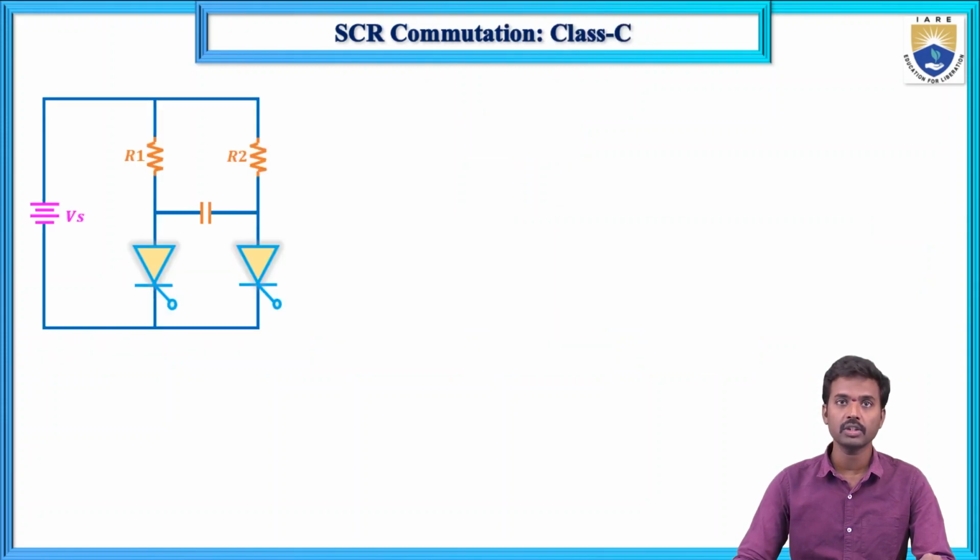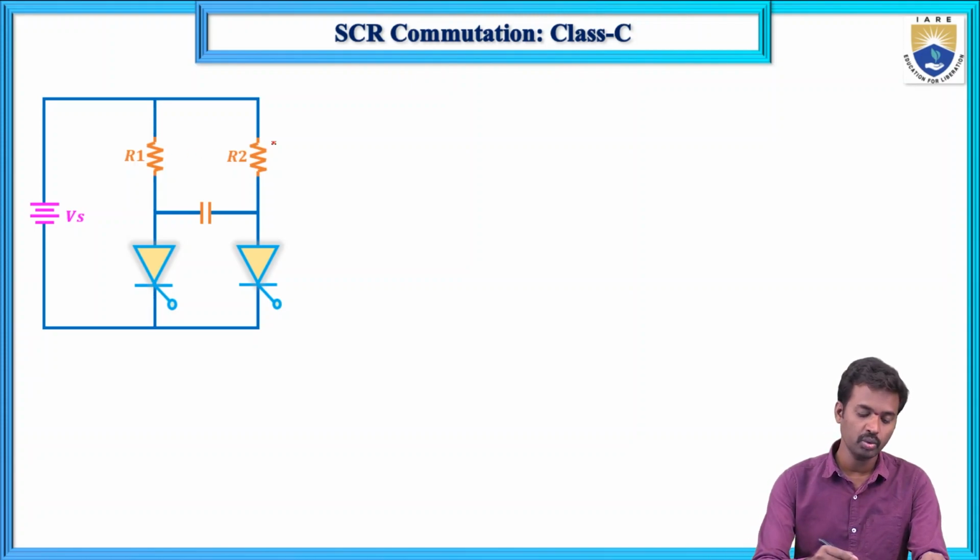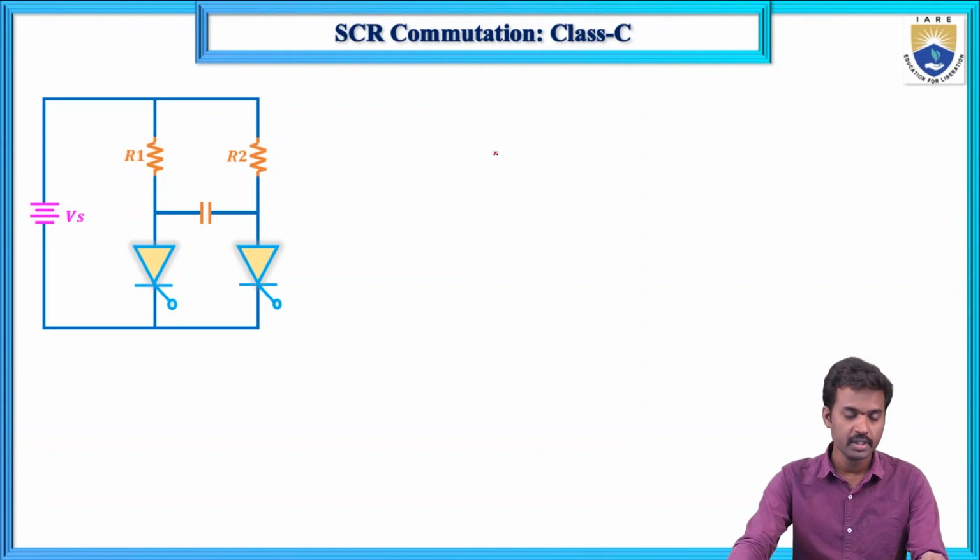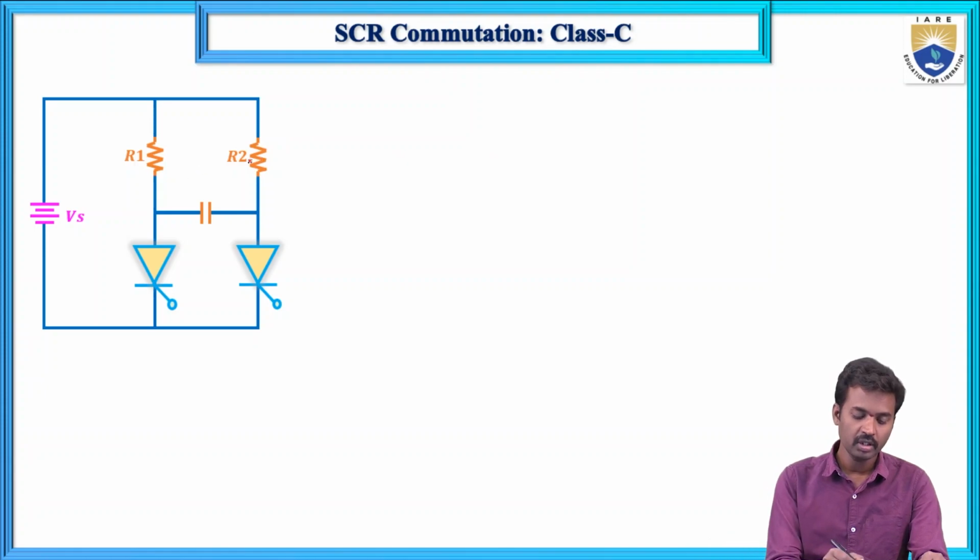Now here is the circuit diagram for Class C commutation. Here the supply voltage goes to the commutating elements R and C. Here we have resistors R1, R2, two thyristors, and a capacitor. This is T1 and this is T2.